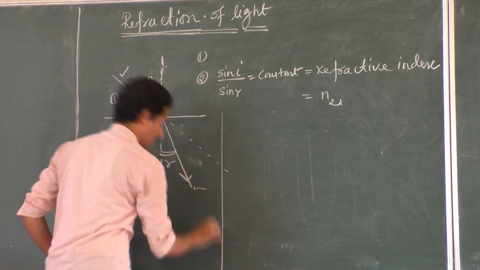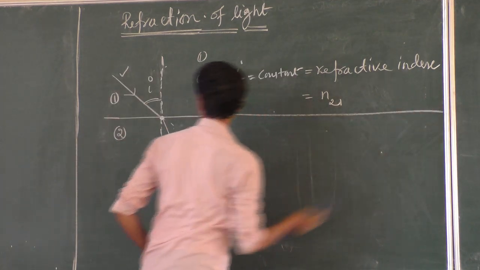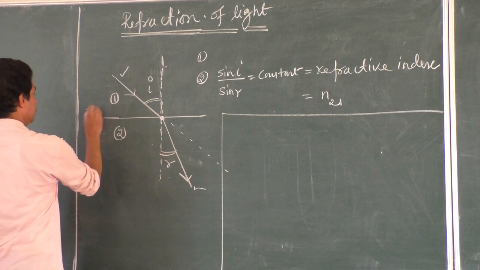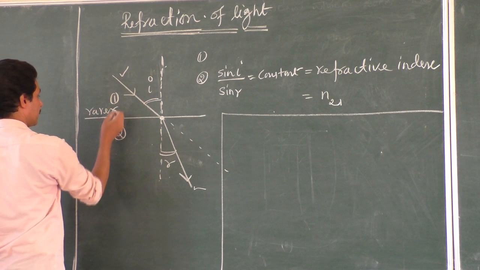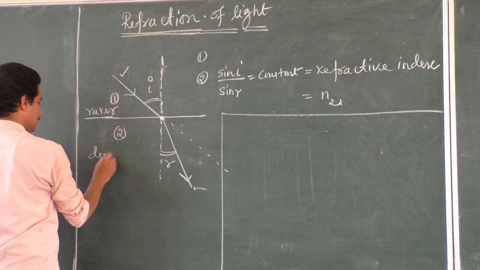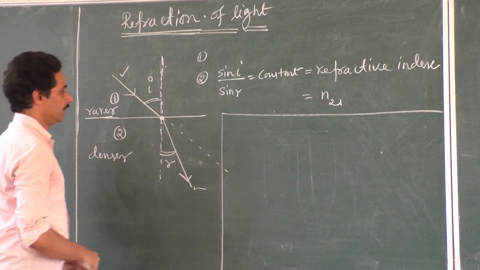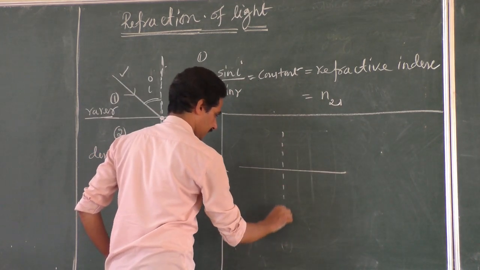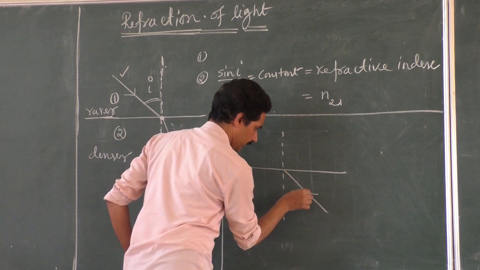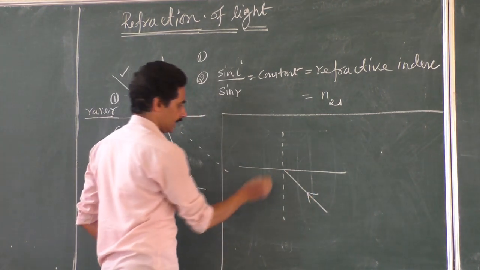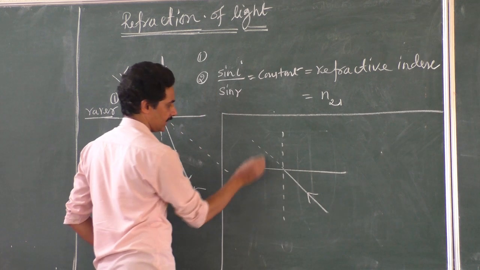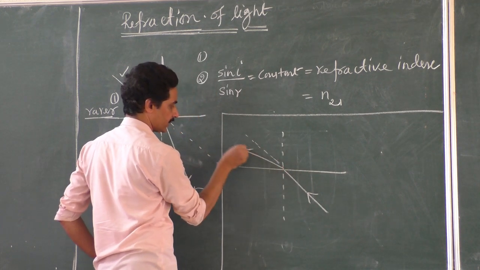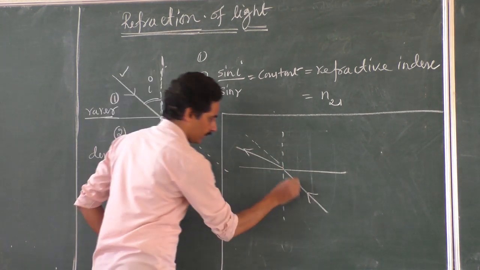Now suppose a ray of light, and say this is the rarer medium. If it has to bend towards the normal, it should travel from rarer to denser medium. And if a ray of light is traveling from denser to rarer medium, say this is water, and a ray of light is incident inside water, instead of traveling in the same straight line it will bend away because its speed increases.